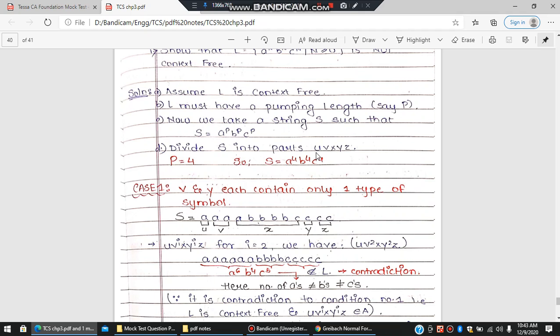So the first case we will be considering is where v and y each contain only one type of symbol. यानी मैंने ऐसे divide किया है पहले इसमें, जहाँ पे v में एक ही type का symbol हो और y में भी एक ही type का symbol हो, mixture ना हो. So as we know that we are dividing S here into 5 parts. तो मैंने एक symbol लिया, ये part है u, ये दोनों part है v, ये पूरा part है x, this is y and this is z.